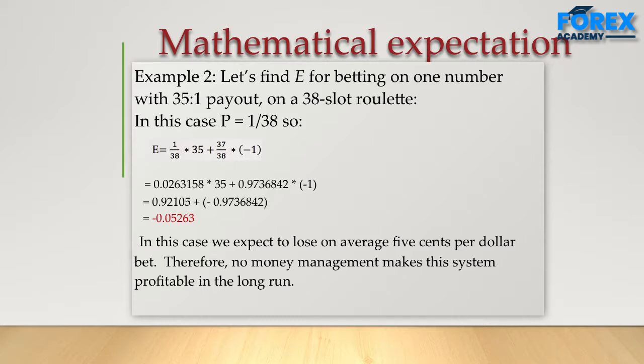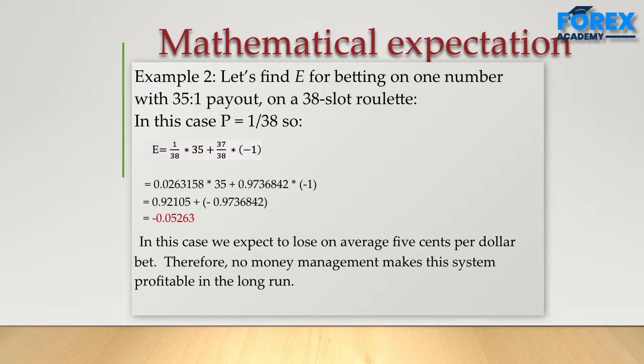Example 2. Let's find E for betting on one number, with 35 to 1 payout, on an American roulette. In this case P equals 1 over 38, so E is equal to 1 over 38 multiplied by 35, plus 37 over 38 multiplied by minus 1, which is roughly equal to 0.0263 by 35 plus 0.974 by minus 1. And that is equal to 0.921 plus minus 0.974.